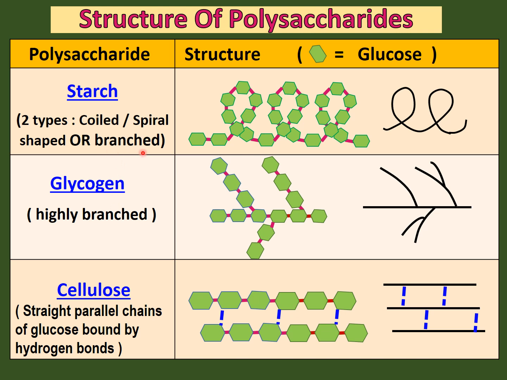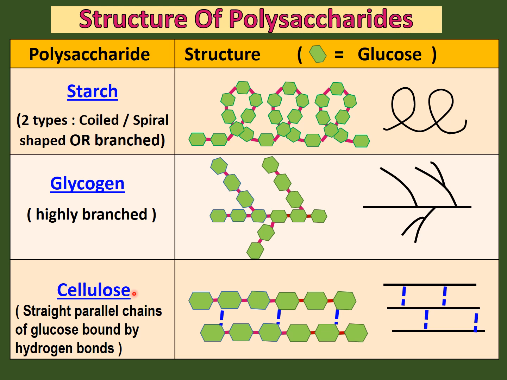The other type that is branched looks something like a glycogen molecule. So we're coming to glycogen now. Glycogen molecule is highly branched, meaning that it can form branches out from the main structure, from the main glycogen molecule. There are many branches sticking out all over the molecule. So this is the structure of the glycogen molecule.